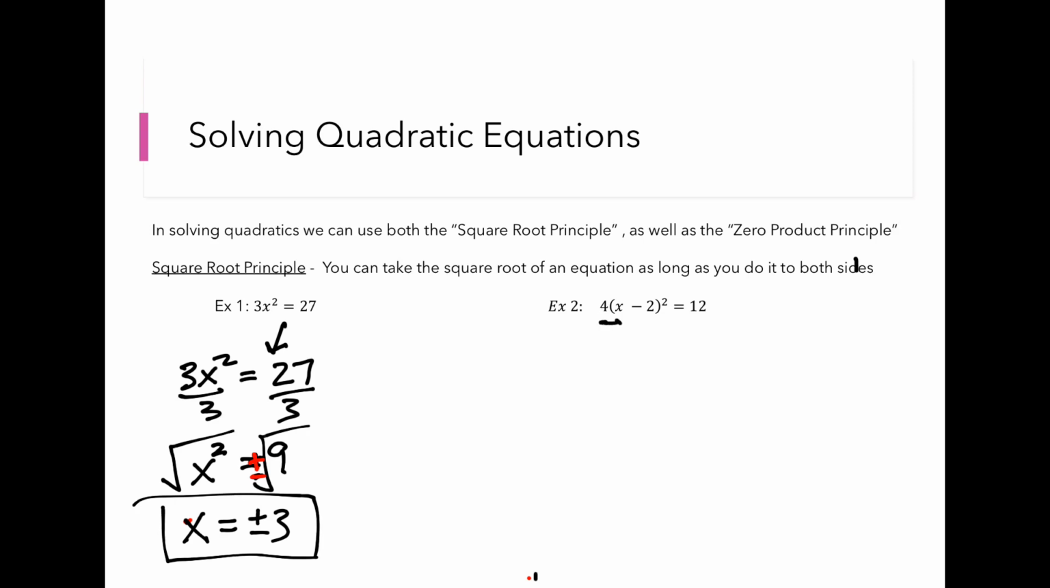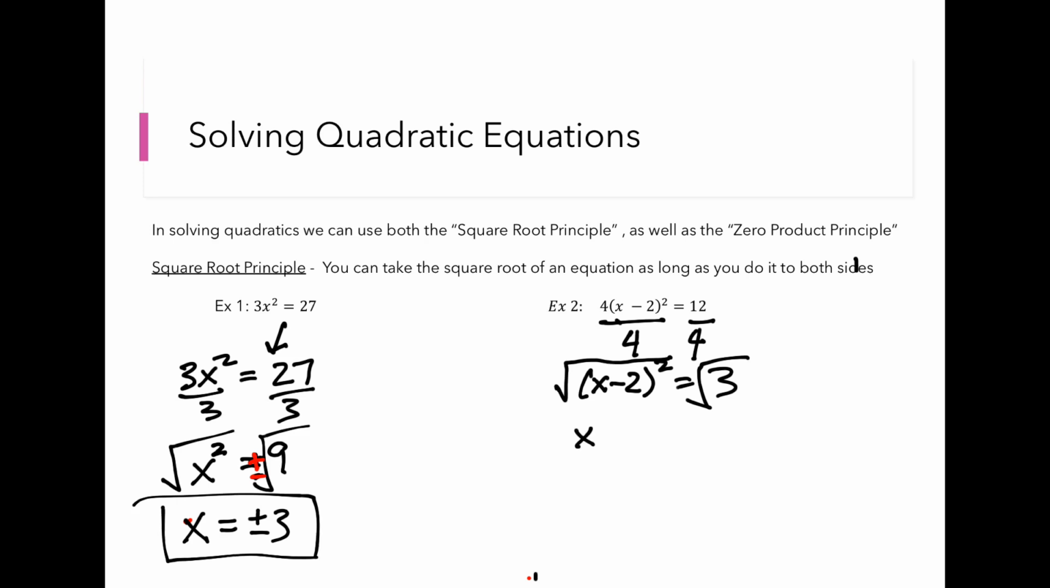What I would probably choose to do, since the squared is by itself, is to divide both sides by 4 to get rid of that coefficient of 4. So I have x minus 2 squared, and then 12 divided by 4 is 3. And now that I have that taken care of, I can take the square root of both sides.